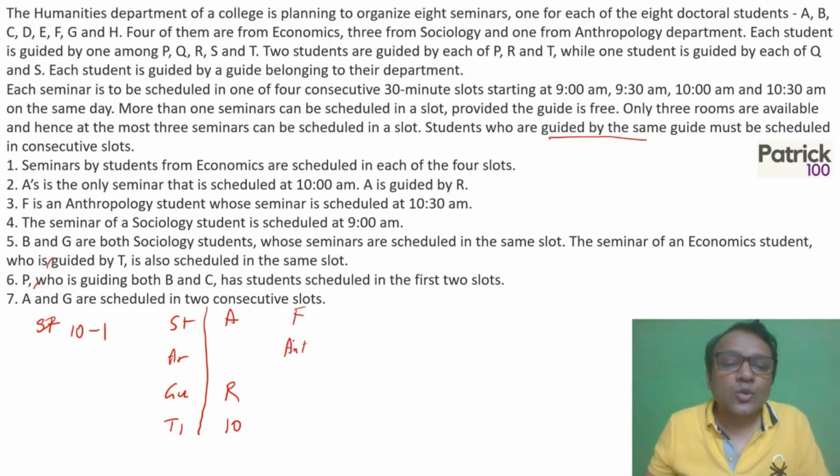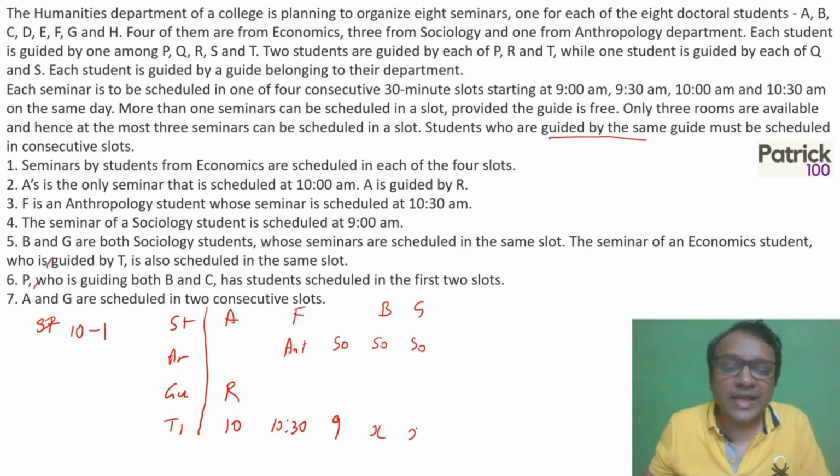Then F is an anthropology student whose seminar is scheduled at 10:30. So F is at 10:30. The seminar for a sociology student is scheduled at 9 o'clock. So if I say a sociology student is at 9 o'clock, one of the sociology students. B and G are both sociology students whose seminar is scheduled at the same slot. So I put B and G as sociology students and they're in the same slot.